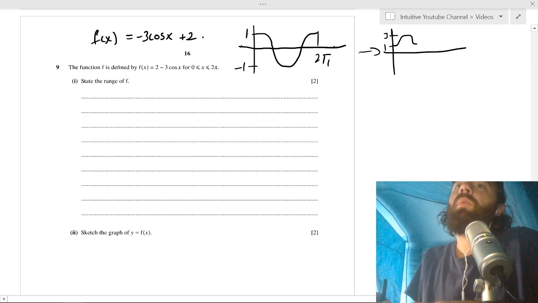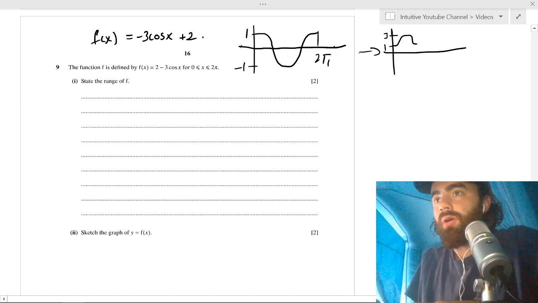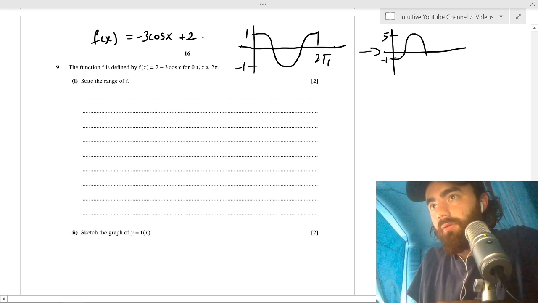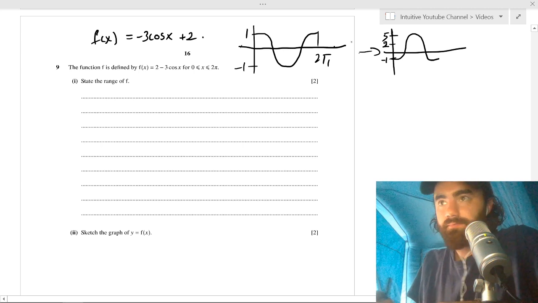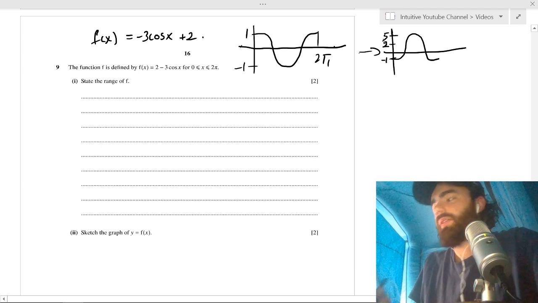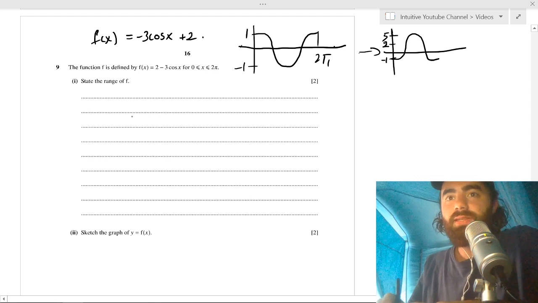So instead of going up to 1 and down to -1, or here going from 1 to 3, it's going to go down 3. So that means it will go down to -3 and up to 5. No, it will go down to -1 and up to 5, right? This will be 2. Hope that's clear. So that means our range goes from -1 to 5. So I just did that step by step.